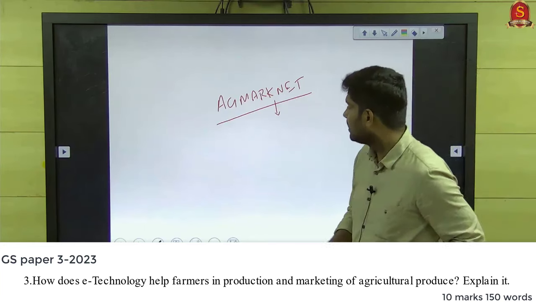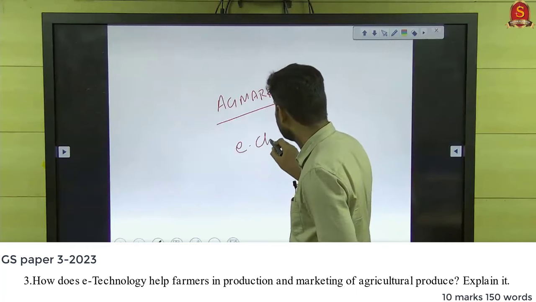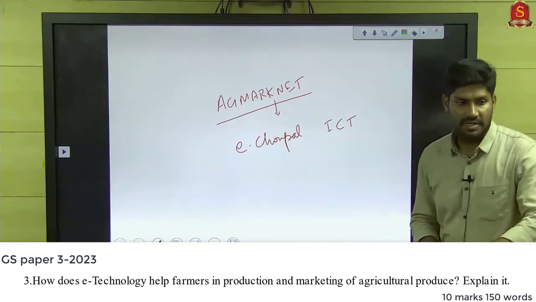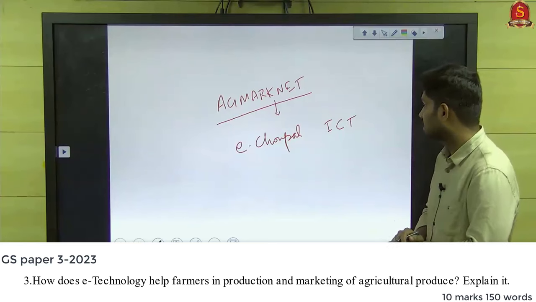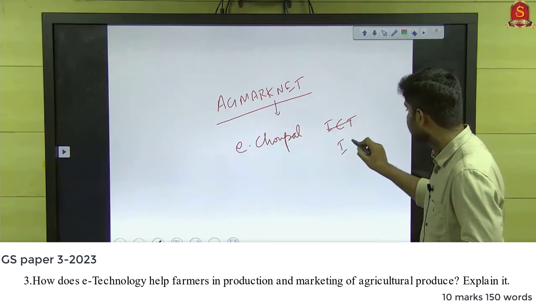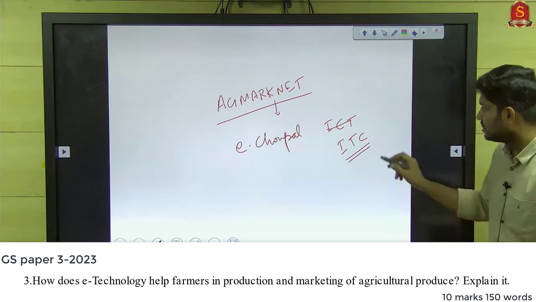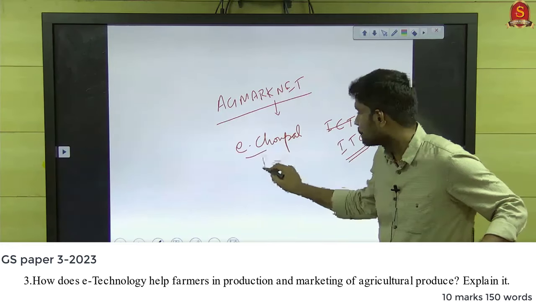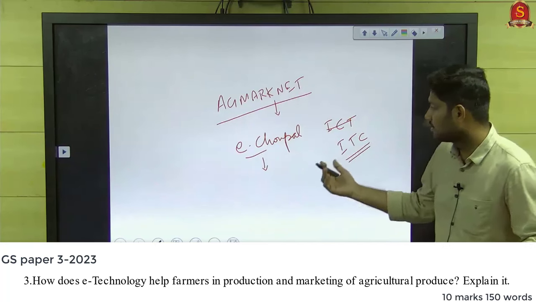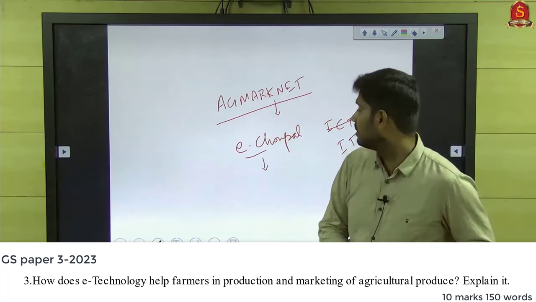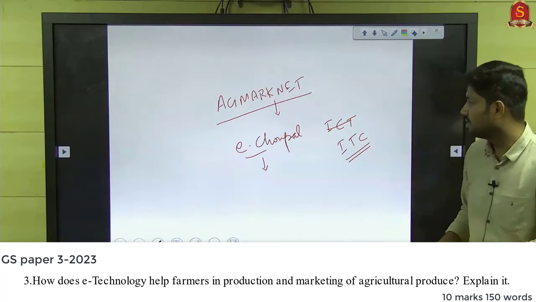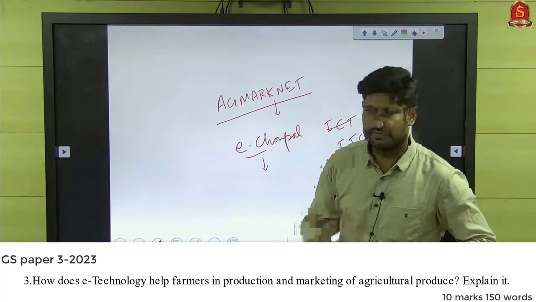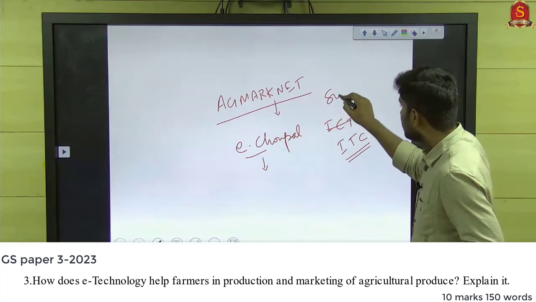Then in the procurement area, there is one famous initiative by ITC. Various private and corporate companies are also involved in the procurement of products. ITC, the Indian Tobacco Corporation, launched a program called e-Choupal, under which they directly procure products from the farmers. Various other corporate companies, even Tata Chemicals, are also involved in the marketing of products. Various multinational companies and food processing companies directly procure products from the farmers. So we can write those examples under supply chain management.